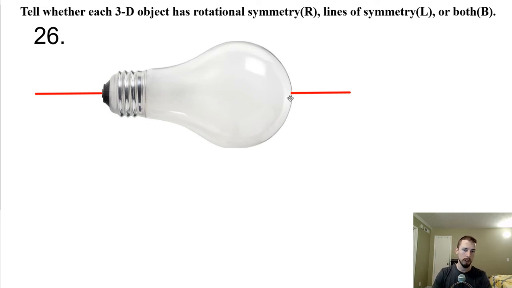Light bulb. We're going to do a traditional looking light bulb, not the curly ones. This one does have rotational symmetry right down the middle. As you spin it to install the light bulb, it matches up with itself, which is really nice. It also has lines of symmetry. Technically, you could say it has infinite lines of symmetry, because every way that you cut it, as long as it's going through the center line, it will be a line of symmetry. So our answer is B, because it has both.